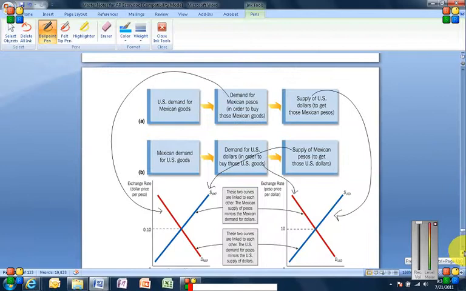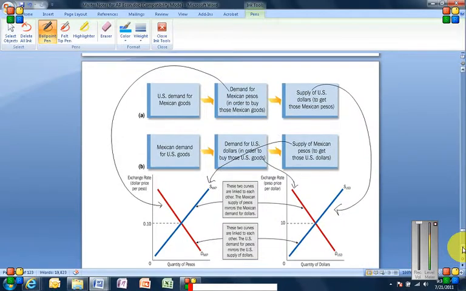So think about this example. Let's say we have the United States and we have Mexico. And look up here at row A. Let's say that there is U.S. demand for some Mexican goods. There are some Americans who want to buy some Mexican stuff.